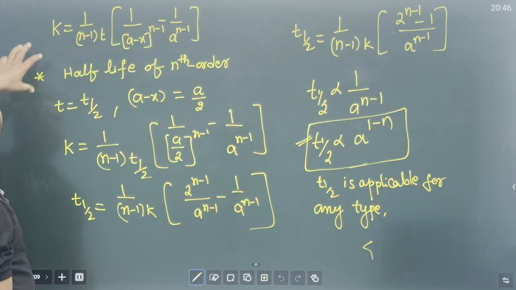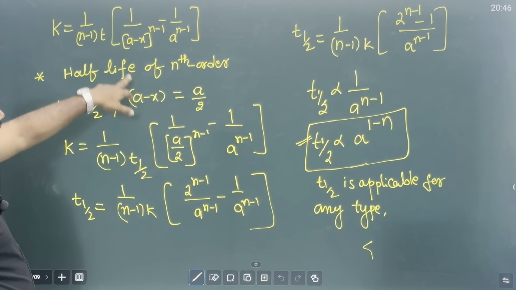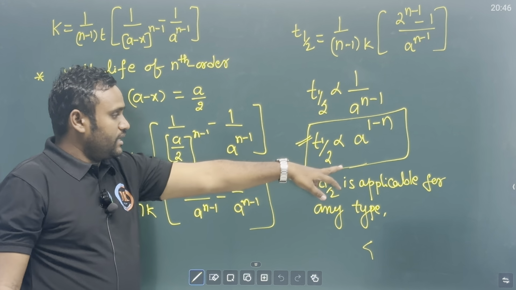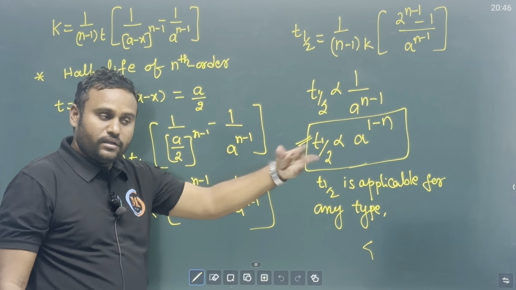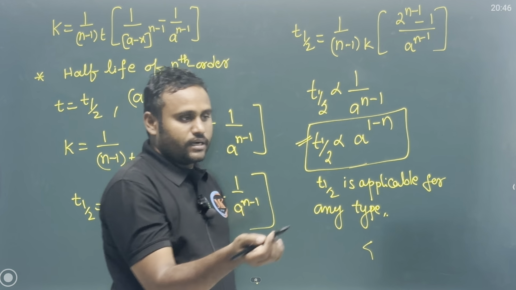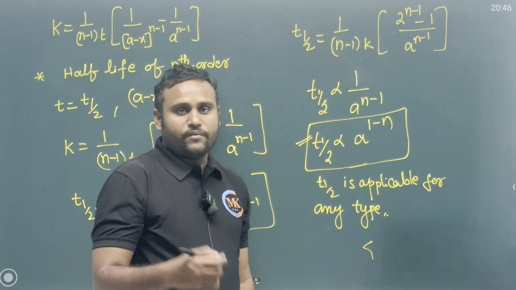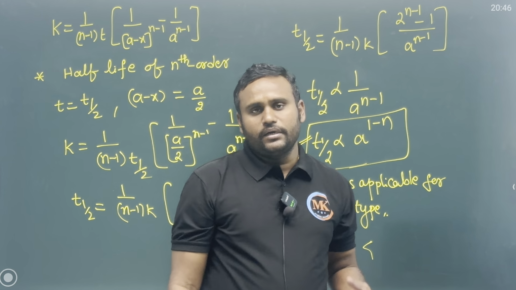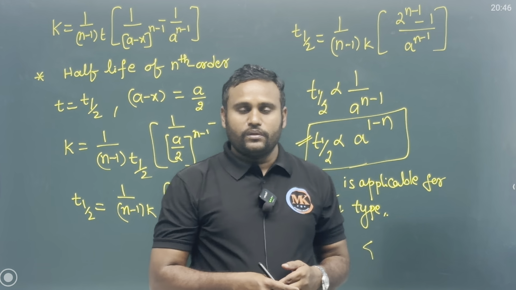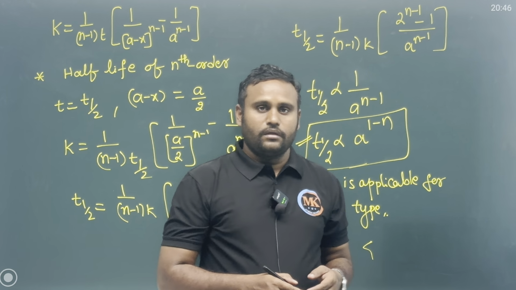And half life of nth order reaction. So here by taking this rate constant of nth order reaction, I have derived half life of nth order reaction. But half life is applicable for what? Any type of reaction, okay, like zero, first order, second order, third order, even for fractional order also it is applicable, okay. So this is about total information about the order of reaction, okay.